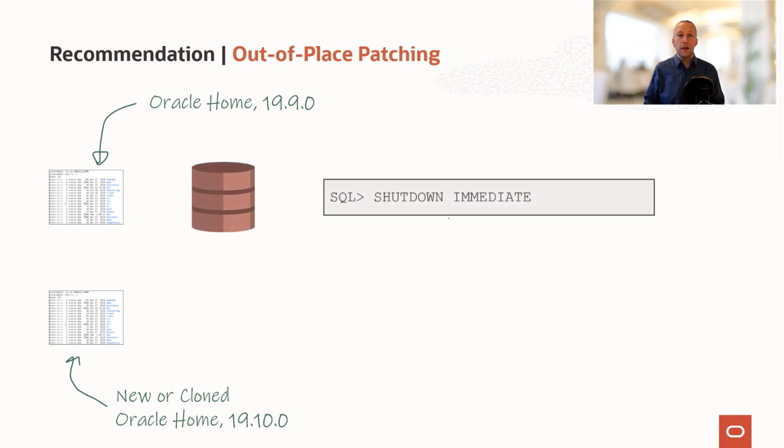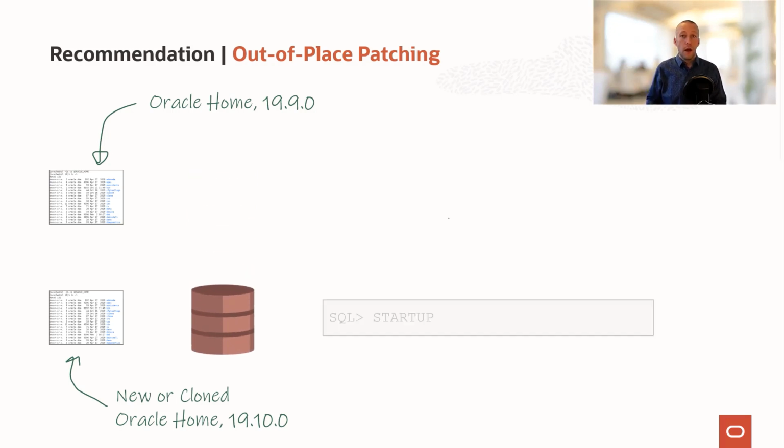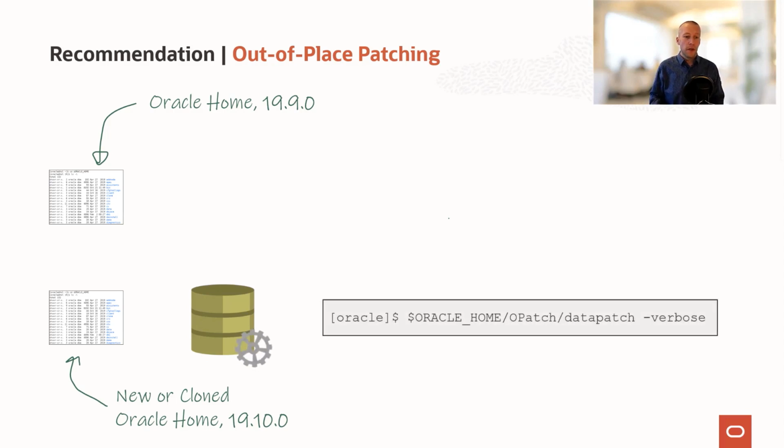Once you've done that, you can shut down your database that runs in the original Oracle home, and you can restart the database in the new Oracle home. You'll notice that the color has changed to green, and that's because we're missing something. We've used OPatch, but we still need to use DataPatch to get the last changes in. So let's do that now.